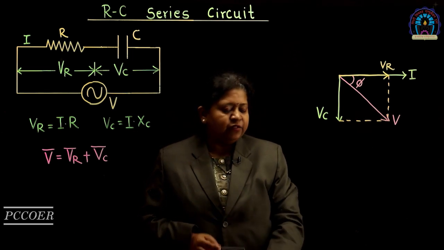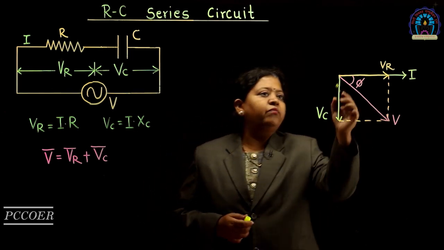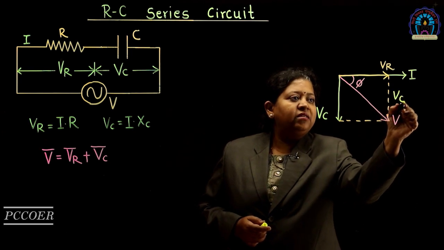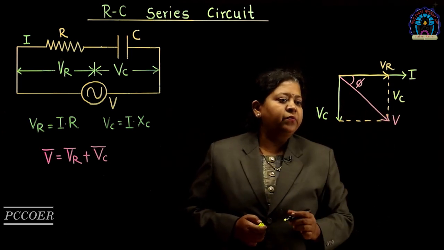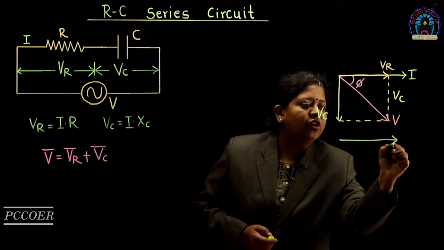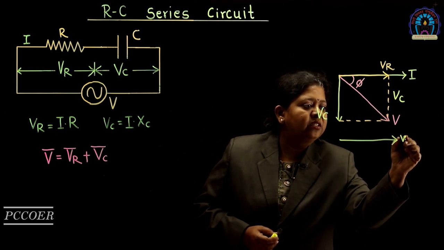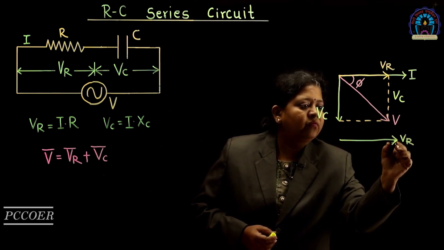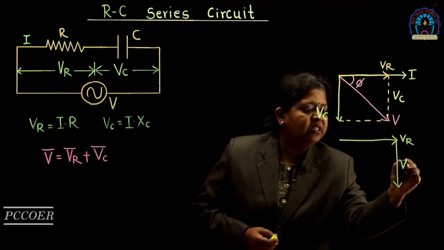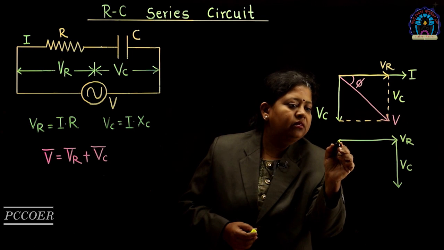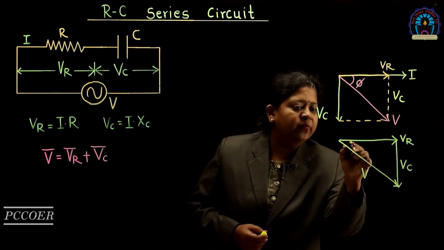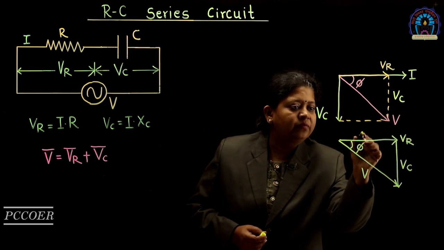Here a triangle is formed with sides VR, this is Vc and this is V. Let us draw this triangle again. This triangle is called as voltage triangle. This side is VR, the vertical side is Vc, and this is V. This angle is angle phi.